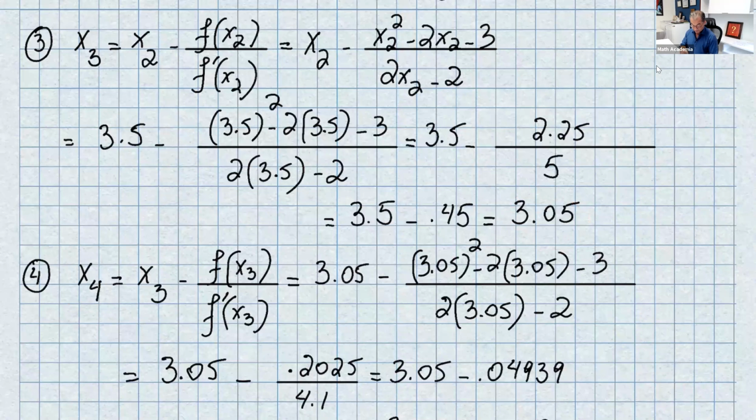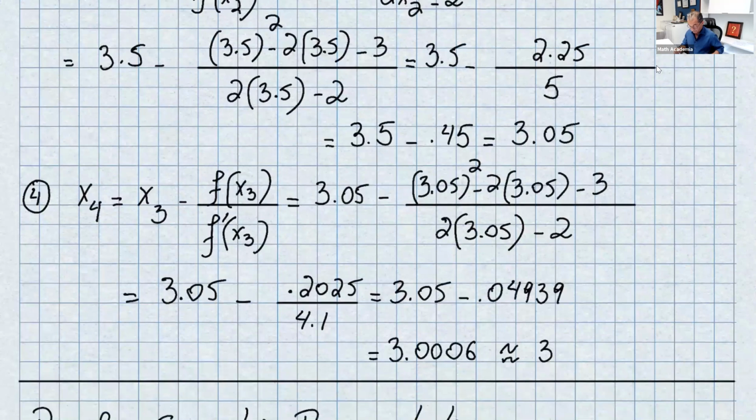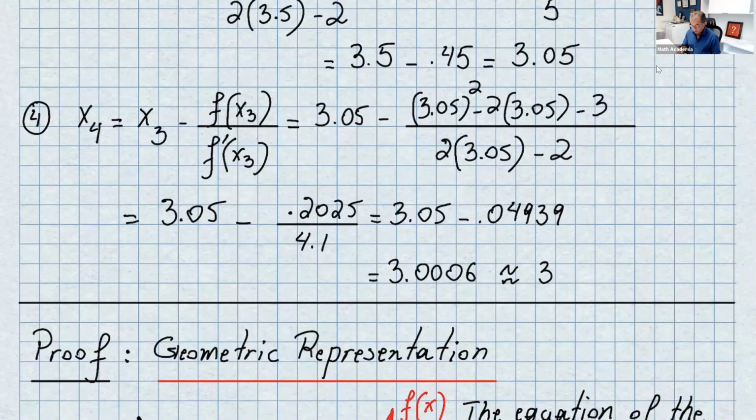x4, the same way, is x3 minus f of x3 divided by f prime of x3. And if you substitute x by x3 right now, which is 3.05, and evaluate again, then you get 3.0006, and that's very close to 3. Even if you go more, you end up getting a number that is very close to 3. So Newton's method gave us the answer.